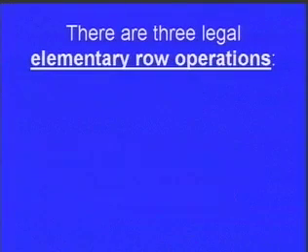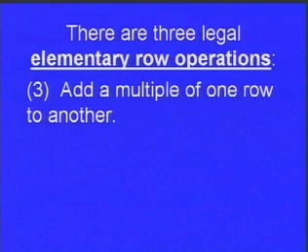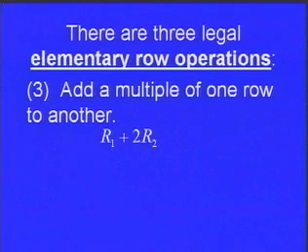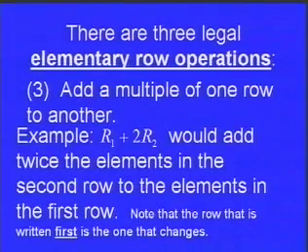All right. The other legal elementary row operation is you can add a multiple of one row to another row. Now let that one sink in a little bit. Add a multiple of one row to another row. The notation for this is, for example, if I had R1 plus 2R2, what that means is I want to multiply row 2 temporarily by 2, then add it to the elements in row 1. So I'm going to take the elements in row 2, temporarily multiply them by 2, and then add that to row 1. Now row 1 is actually the one that's going to change in that case.